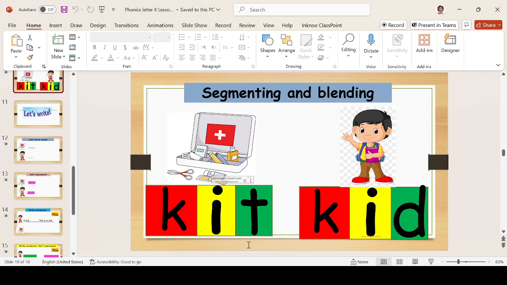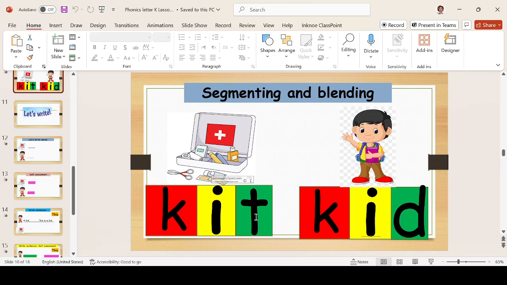Can you tell me the word? Can you say the word? Oh, that's nice. Very good. So our word is K, I, T. Kit. And you can see this is a first aid kit.